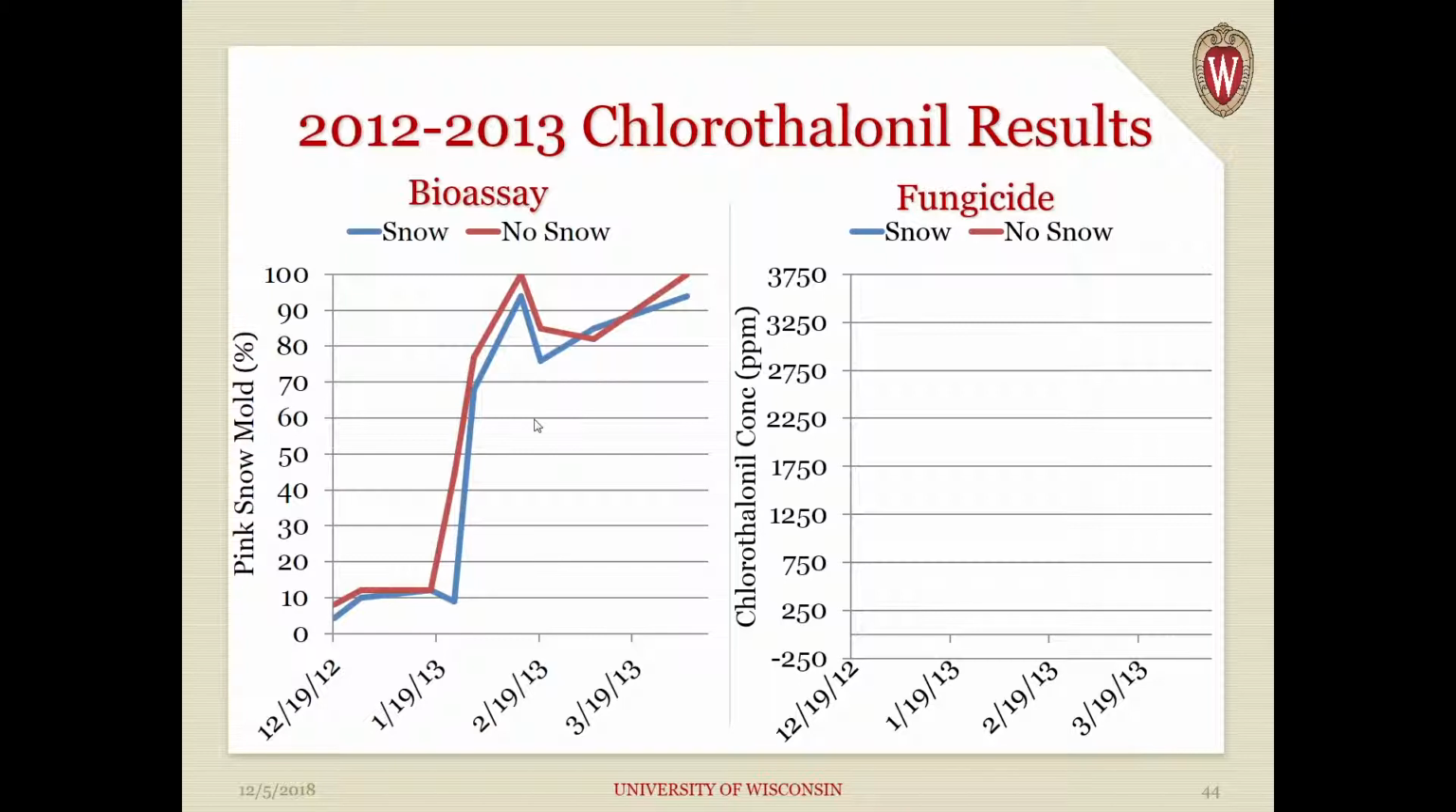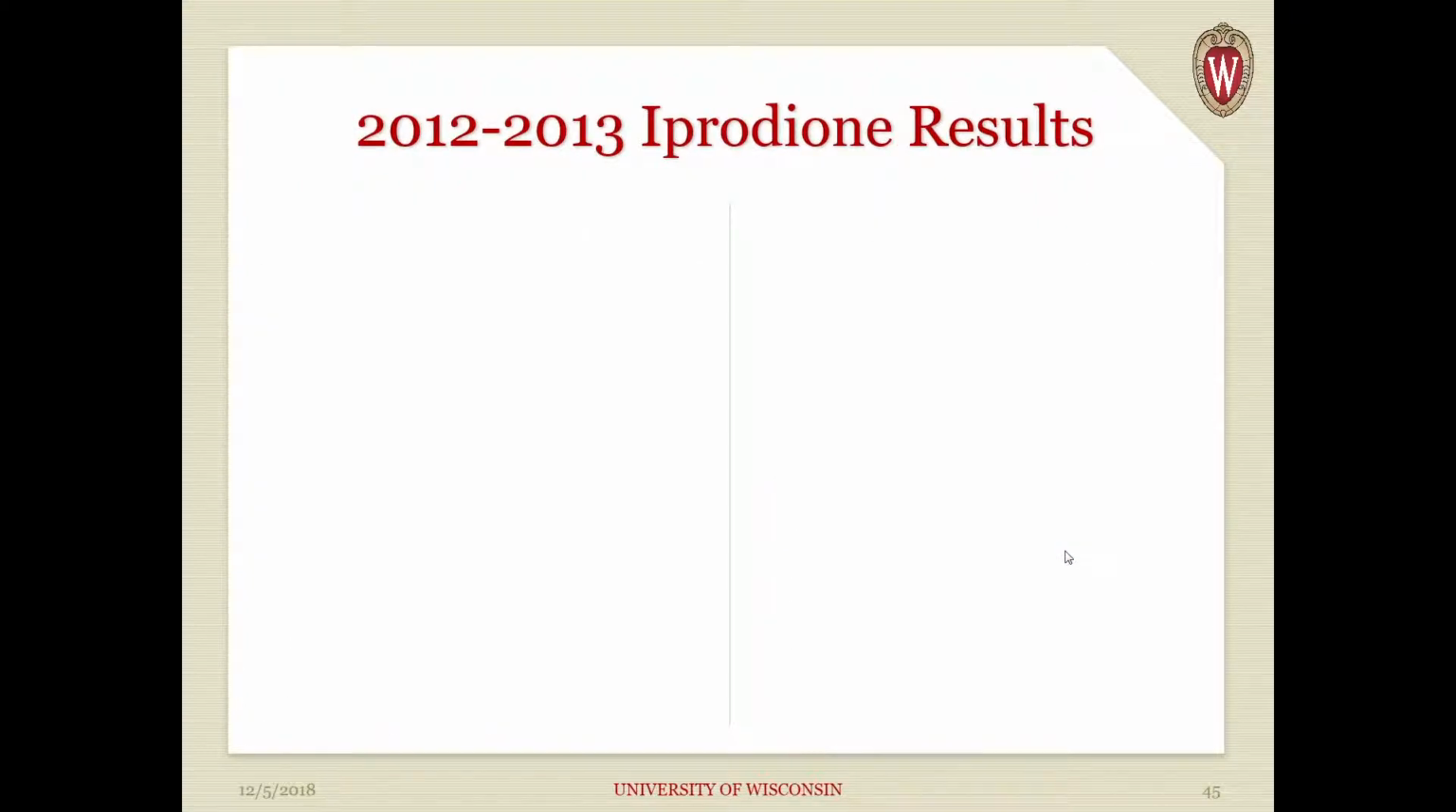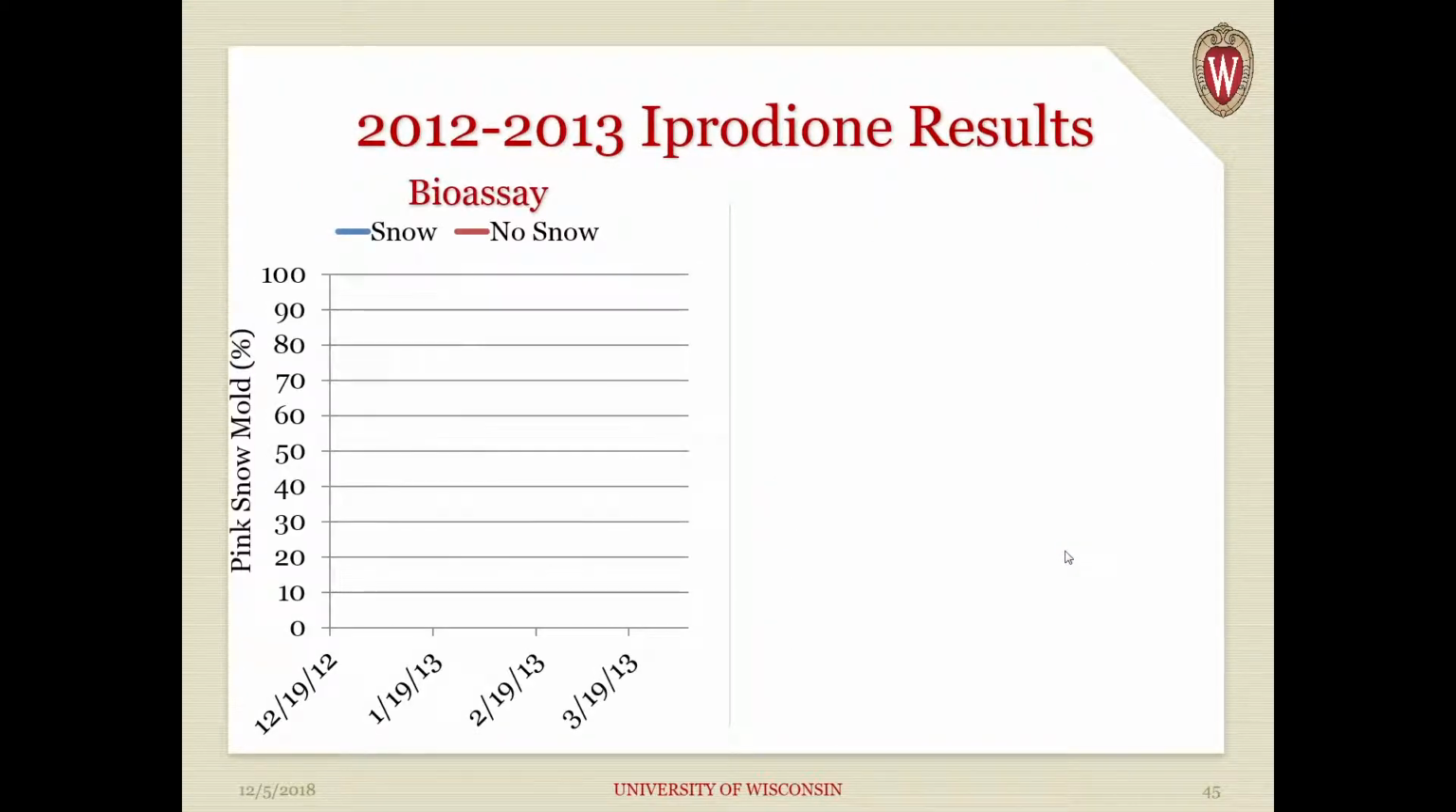Now let's look at the actual fungicide concentrations. What we found is a very similar pattern. From the snow-covered plots, the concentration stayed similar until mid-January and then rapidly dropped off. Same thing under the non-snow-covered plots. All right, what about iprodione? We see a very, very similar pattern as the chlorothalonil.